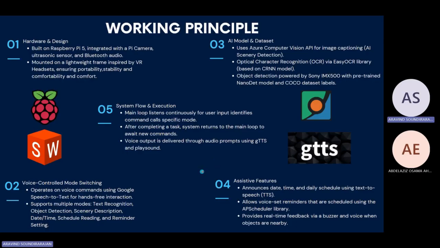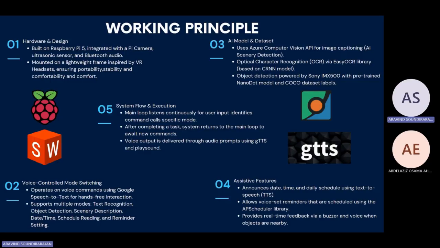Now, the working principle. The working principle has been divided into 5 parts. First is the hardware and design. We know that with the budget, we can't design a full product to be like glasses, so we got our inspiration from a VR headset. We built the whole product using a Raspberry Pi, and our camera is a Raspberry Pi AI camera, which works together with an ultrasonic sensor, and the user will have audio via Bluetooth. It's mounted on a lightweight frame which has been 3D printed. Like I mentioned, it was inspired by a VR headset, which helps ensure portability, stability, and comfort.